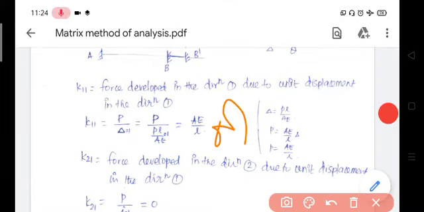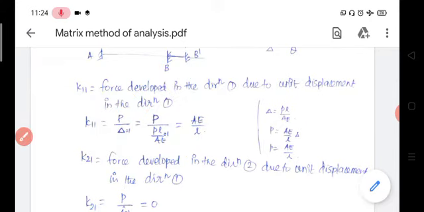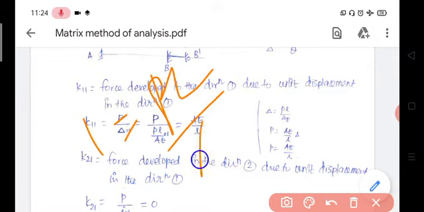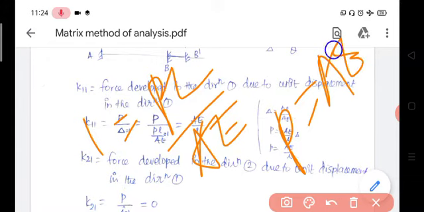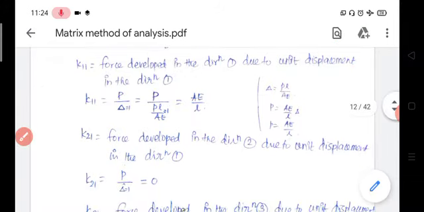The deflection induced by the axial force is delta is equal to PL by AE, we already know. In this case we applied unit displacement, therefore delta is equal to 1 is equal to PL by AE. From that, P is equal to AE by L. Therefore, K11 is equal to AE by L.